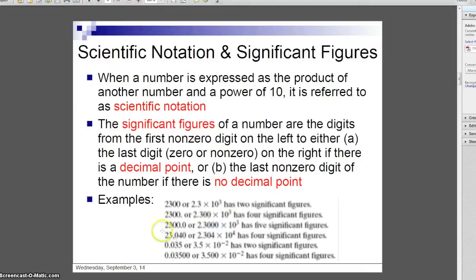And another example is here. 23,040. Since there's no decimal point, it's only 4 significant figures. So the same also follows for the other two samples, which has 2 significant figures, and the last one has 4 significant figures. Let's move to the next slide.